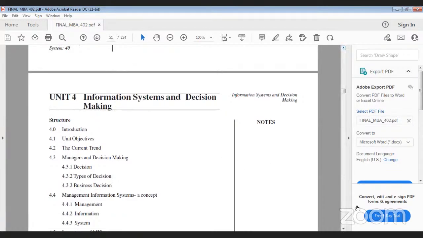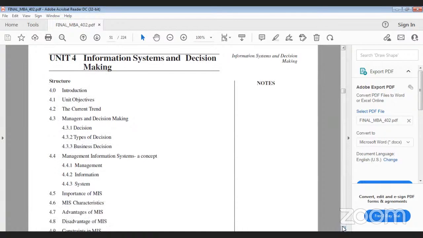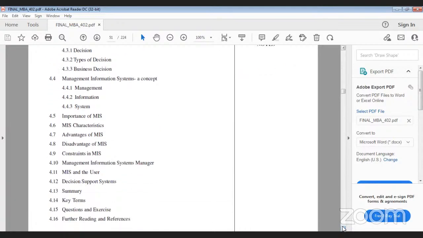First, we discuss what is meant by information system and decision making. Next, the current trend, manager and decision making. Then we discuss decision making types, business decisions, management information, the importance of MIS, characteristics, advantages of MIS, and disadvantages of MIS. We discuss these in this chapter.